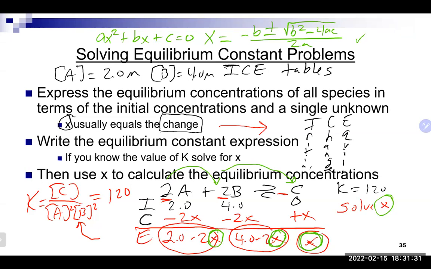No, we're just bringing everything down so that we can then take it and put it into the equilibrium expression and solve for x.